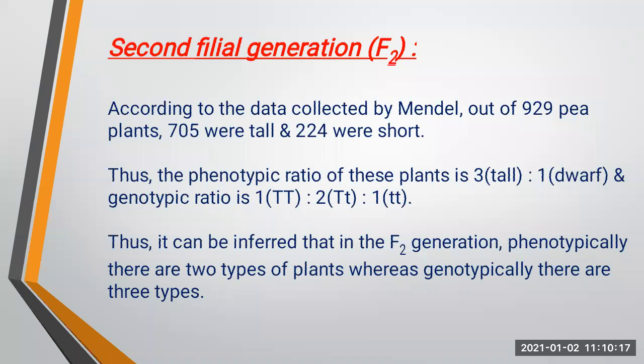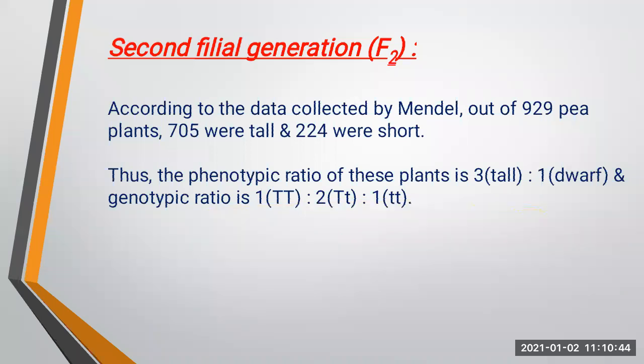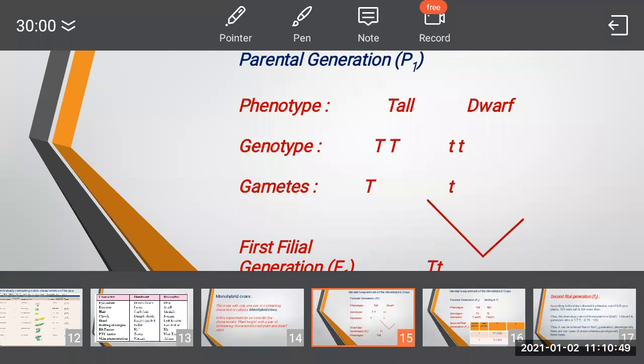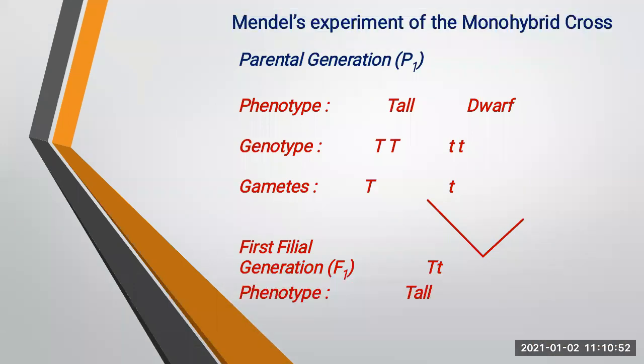The tall plants were referred to as dominant because all the plants in the next generation were tall. Have you seen the result of the first filial generation? All the plants were tall. So that is why the tall characteristic is called dominant. The dwarf plant was referred to as recessive because this characteristic did not appear in the next generation at all. Have you seen in the next filial generation? Here, no dwarf plant at all. So that is why it is called the recessive character.